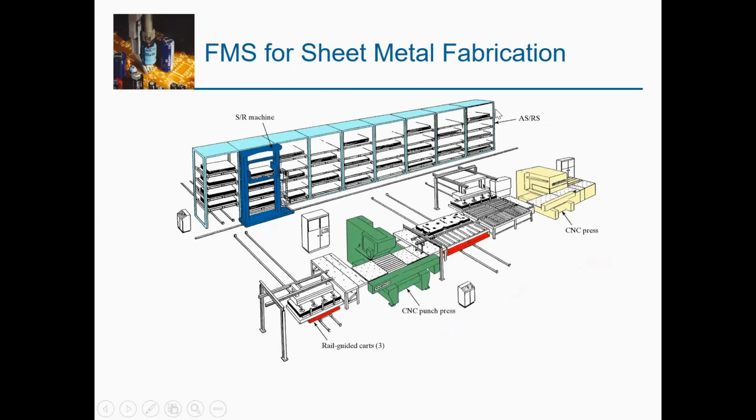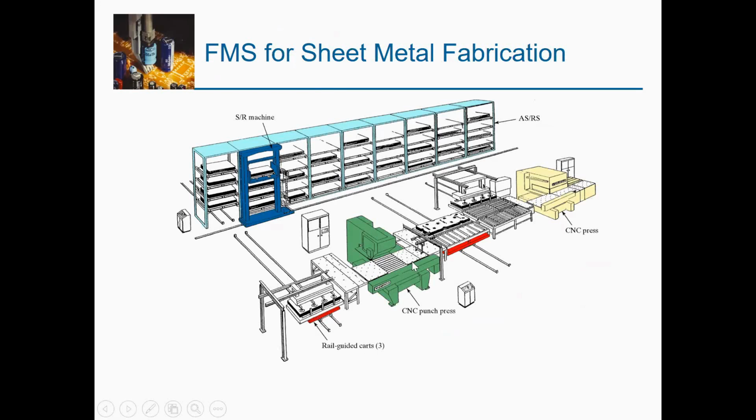FMS for sheet metal fabrication. These diagrams are taken from the real life industries, real life manufacturing systems. This is SR machine, this is ASRS, and SR is going to receive or place the part in any aisle of the ASRS. In our case, in our lab, there is a lifter, which is also called SR machine. Anyhow, this is a rail guided cart.